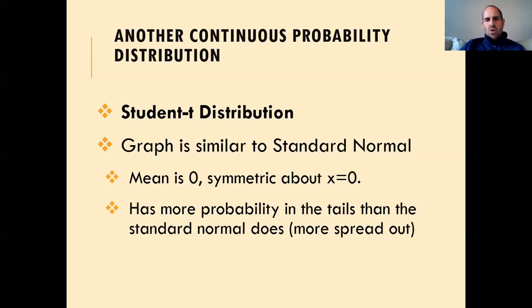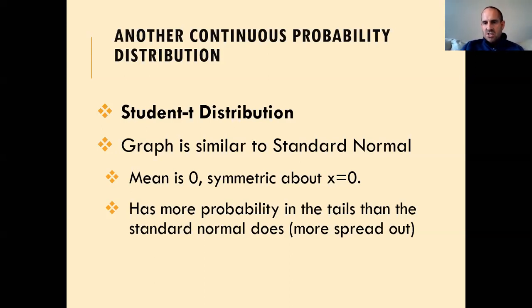So like I said, the graph is similar to the standard normal. The mean is 0, and it's going to be symmetric about x equal to 0. But the spread of this thing isn't necessarily always the same. It's going to be different depending on the situation. Okay, so we had the standard normal, which had a standard deviation of 1.